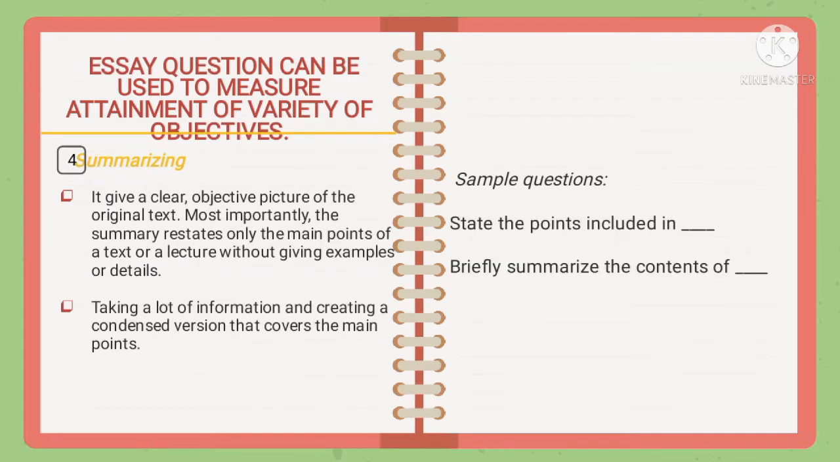So number four is summarizing. Summarizing gives a clear, objective picture of the original text. Most importantly, a summary states only the main points of a text or a lecture without giving examples or details. It takes a lot of information and creates a condensed version that covers the main points. A sample question is: state the points included in blank and briefly summarize the contents of blank.